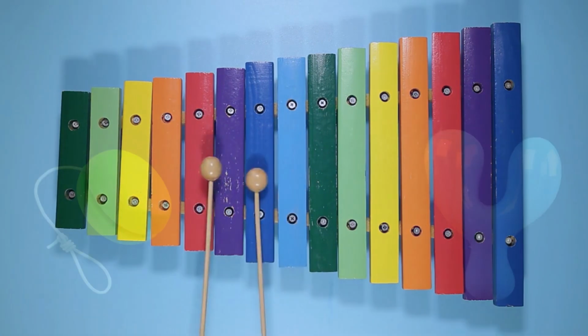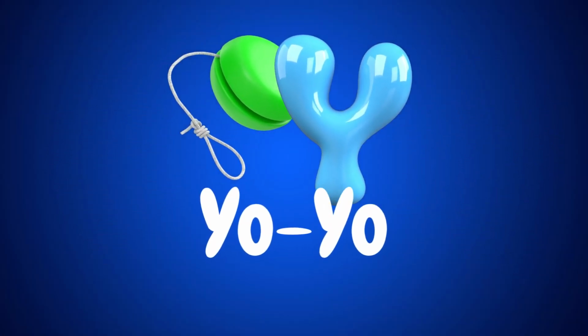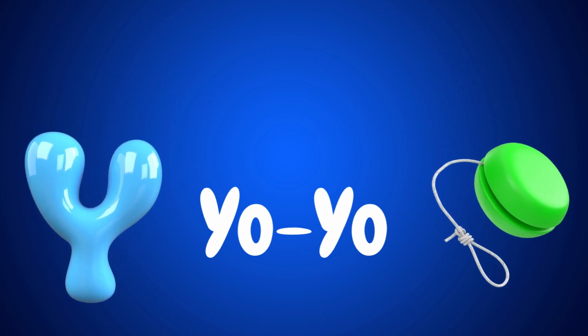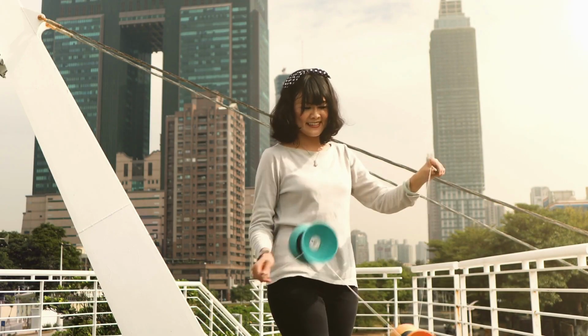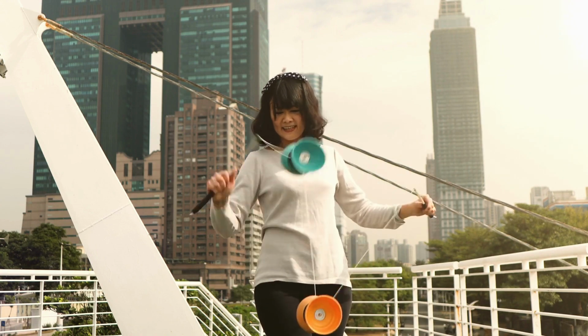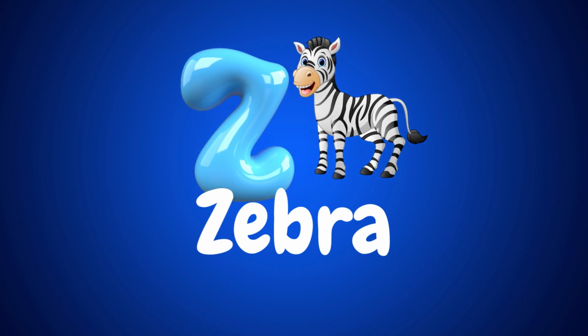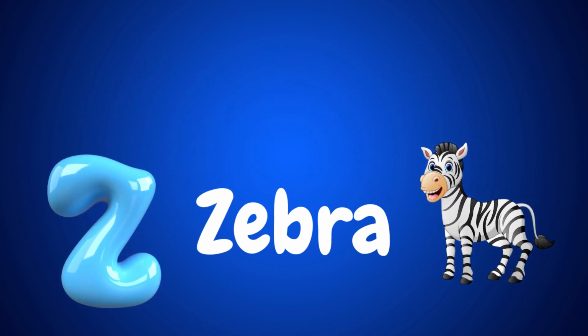Y is for yo-yo. Y, y, y, y, yo-yo. Z is for zebra. Z, z, z, z, zebra.